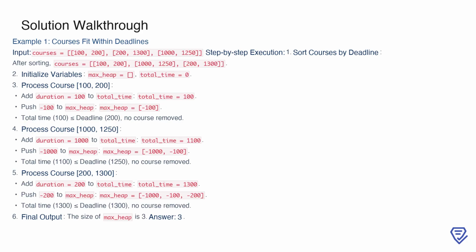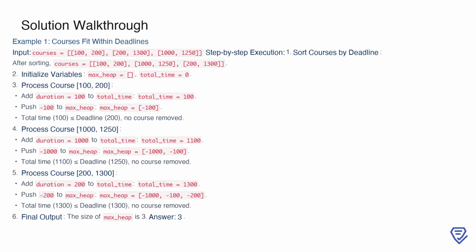For the first course, which has a duration of 100 and a deadline of 200, we add its duration to the total time, bringing it to 100. We also push the negative of the duration into the max heap. Since the total time is still within the course's deadline, there's no need to remove any course.